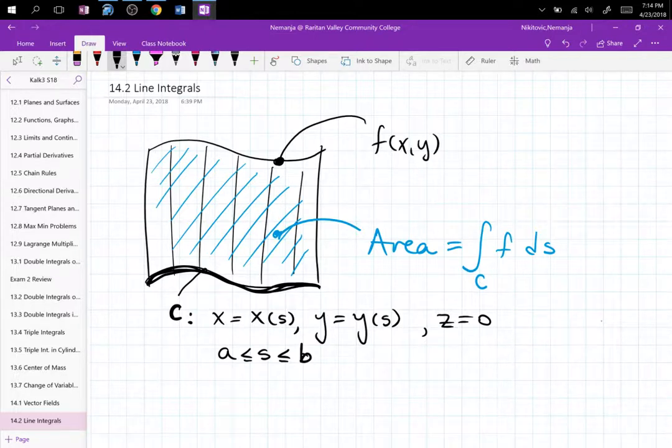Now the only thing that I care about is parameterization C. You see that my integral over there doesn't have limits x1, x2. It just has this C on the bottom. And that's the thing that gives away that this is a line integral. You will have that C.